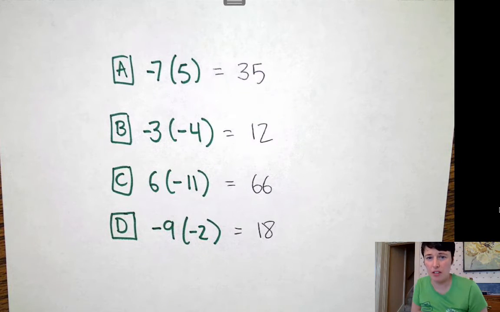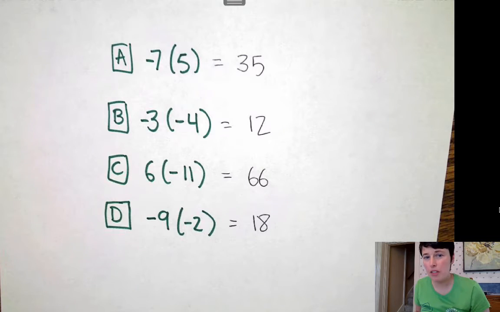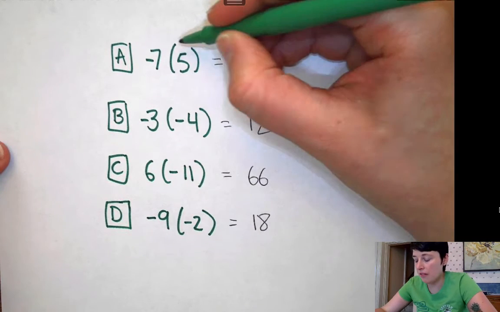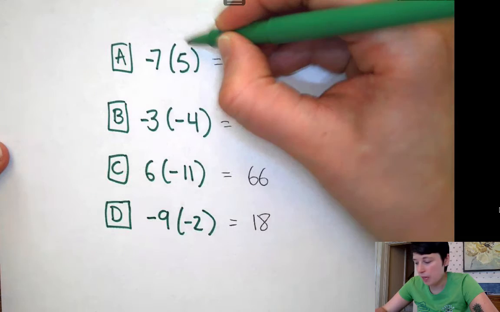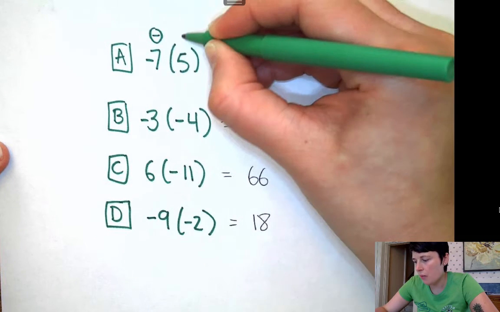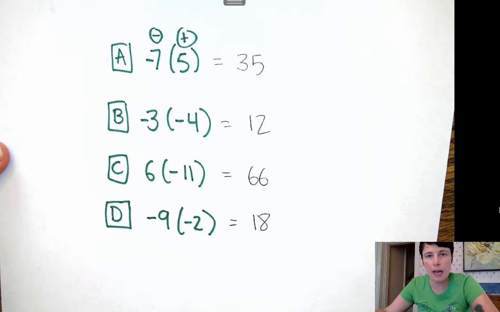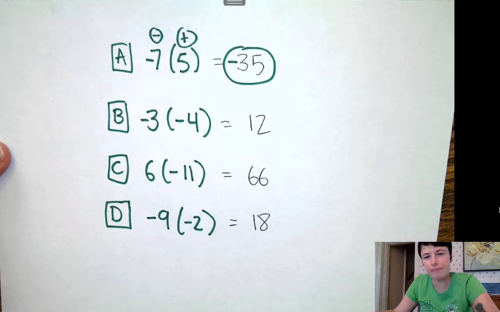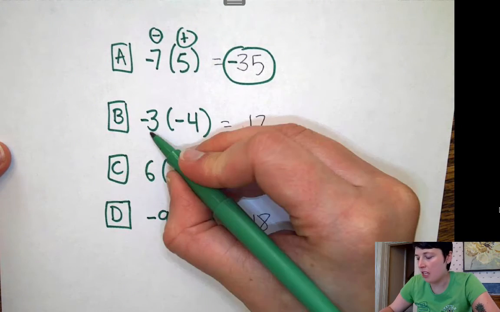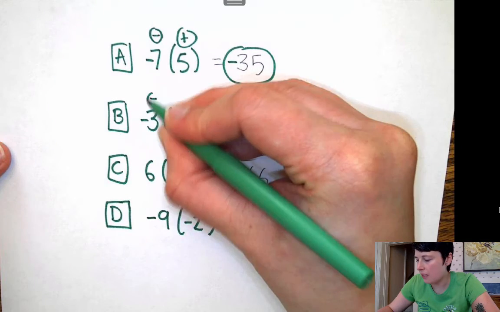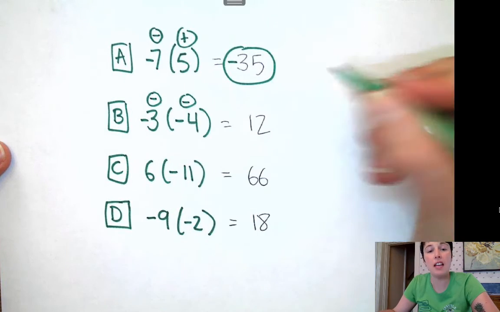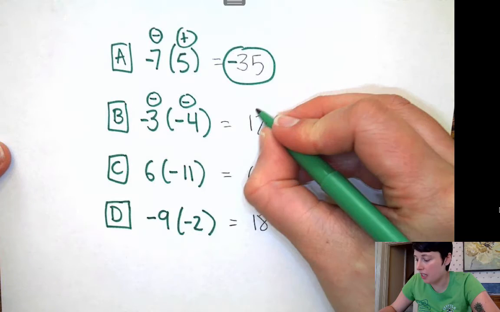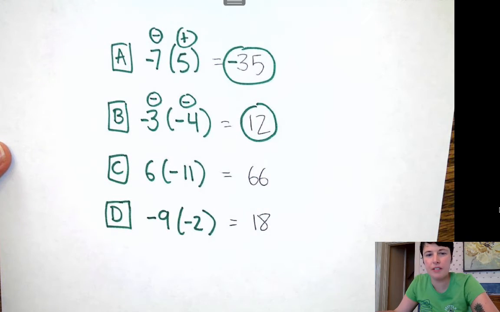So I'm going to look for the Match.com. Starting with the first one, negative 7 times 5. That's a negative, that's a positive. So I have a negative and I have a positive. Those do not match, that's a bad thing. That's a negative answer, negative 35. I'm going to look at B. I have negative 3 times negative 4. That's a negative times another negative. That is a match, that's a good thing. We're going to keep it a positive 12.